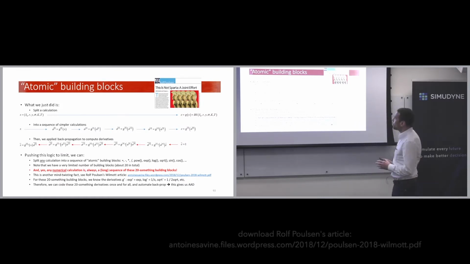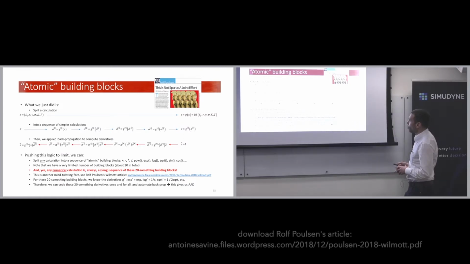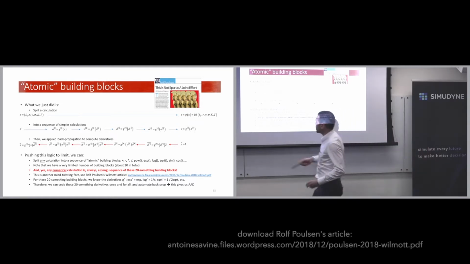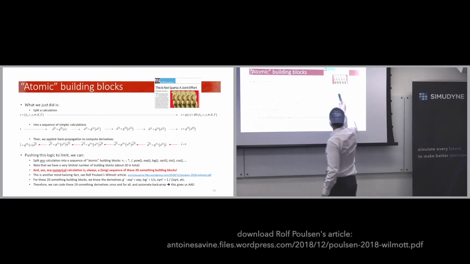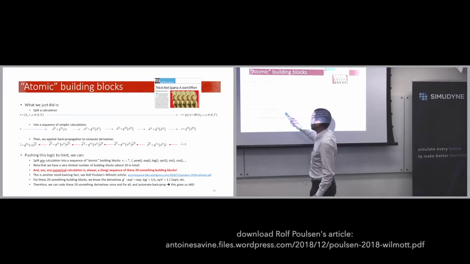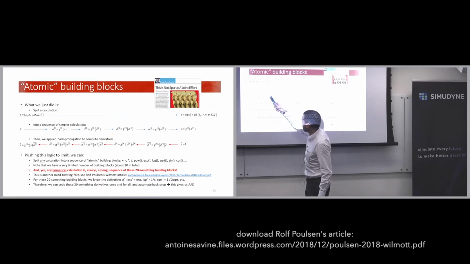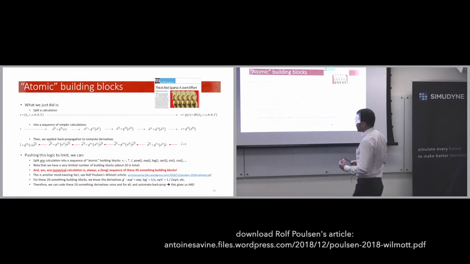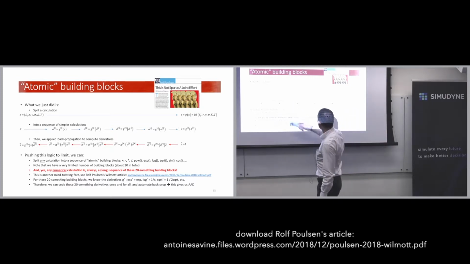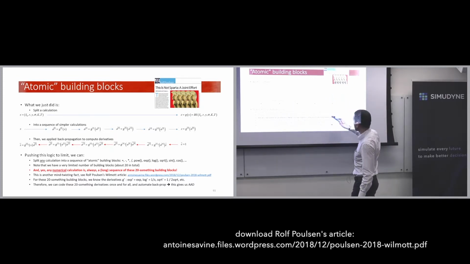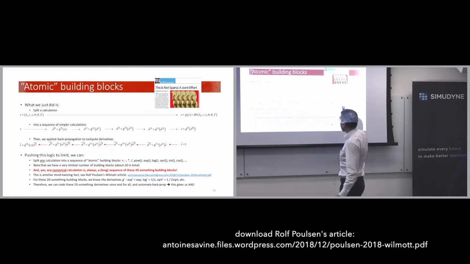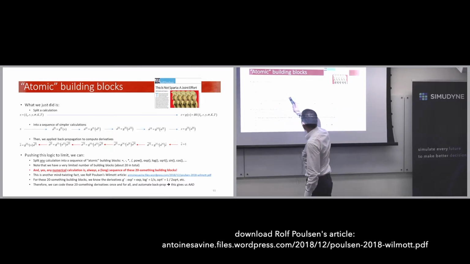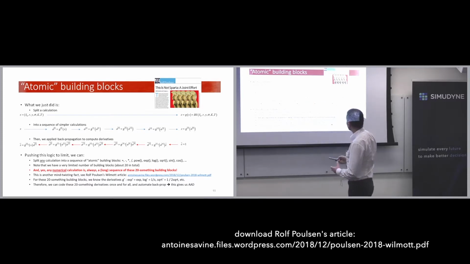So, about these atomic building blocks, what we just did, we split a calculation from inputs to a final result, which in this case was Black-Scholes. We split it into a sequence of simpler calculations, where every layer only depends on the previous one. Why did we do that? Well, so that we can apply backpropagation to compute derivatives over this sequence. So once we have the sequence of operations that defines our calculation, we can run the corresponding adjoint equations in the reverse order in order to get all the derivatives.